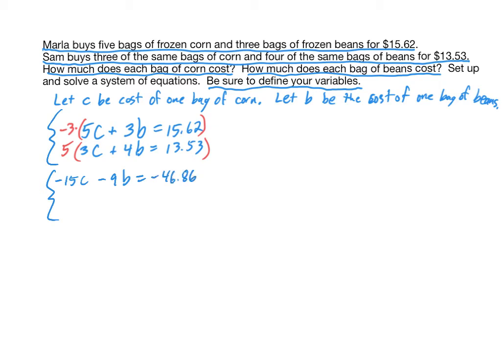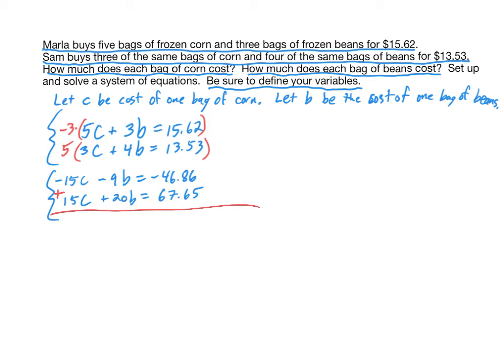And then we multiply the 5 into the bottom equation. 5 times the 3C is 15C. 5 times the 4B is 20B. And 5 times 13.53 is $67.65. So now we've got opposite coefficients on the C's, so we now want to add the 2 equations, and the C variable will fall out.